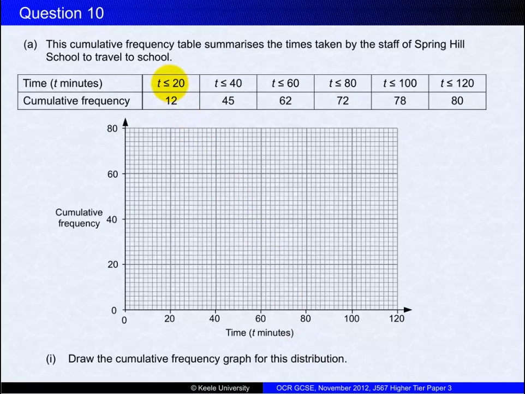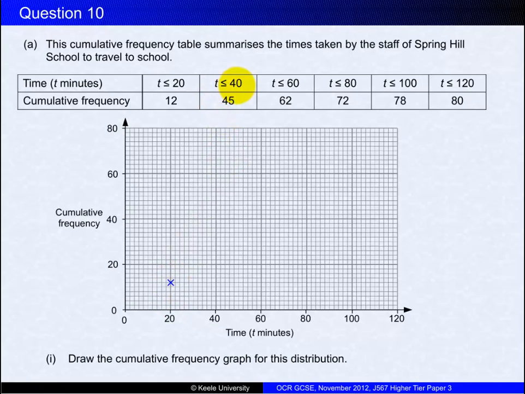Well, we can see for t less than or equal to 20 minutes, there were 12 staff. So here's 20 minutes on the time axis. On the cumulative frequency axis, 10 little squares represents 20, so each little square is 2. For 12, we want to go up 6 little squares and plot a point here.